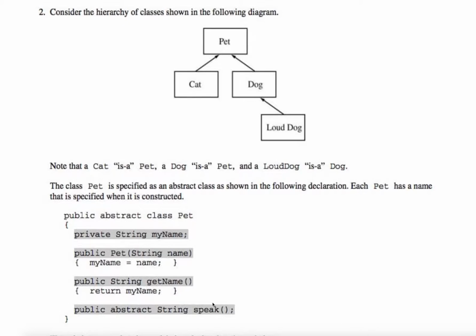It's right down here. It's speak, which returns a string that has whether it meows because it's a cat or it barks because it's a dog. If you notice here in the pet class, it has a myName, which is the name of the pet. The constructor sets myName to the name of the animal, and we have a getName because myName is private. All right, so that's the pet superclass, which is abstract.